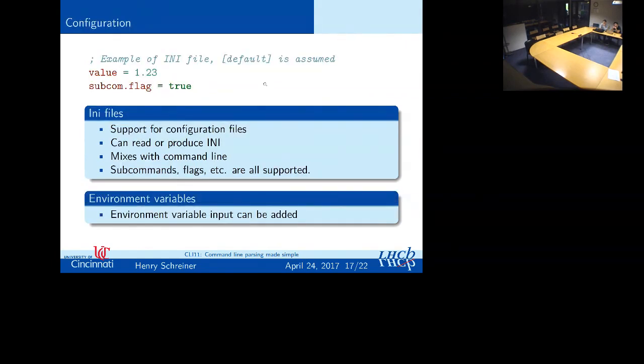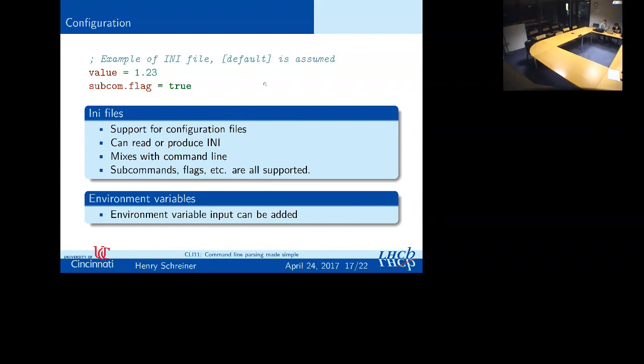It also supports configuration, and these are through INI files. This was inspired by the Boost program options. You can set values inside subcommands. All the standard features of INI files are supported, such as comments, like you see at the top, that start with a semicolon. I have no idea why INI files start comments with semicolons, but it supports that. And you can also use section headers. Default is the section header for your main command. This all mixes in with the command line. You can override values on the command line that are in your INI file.